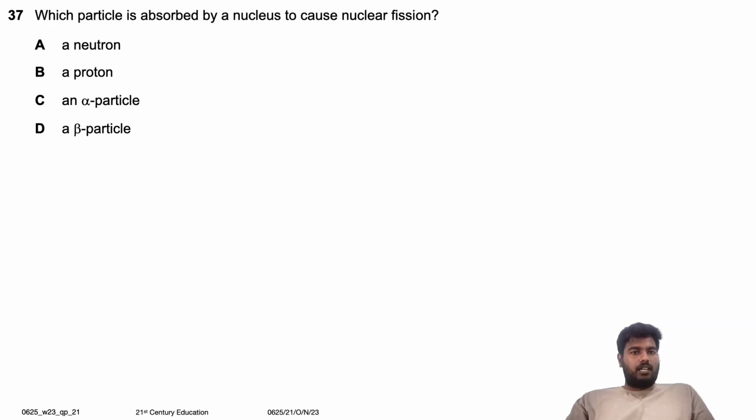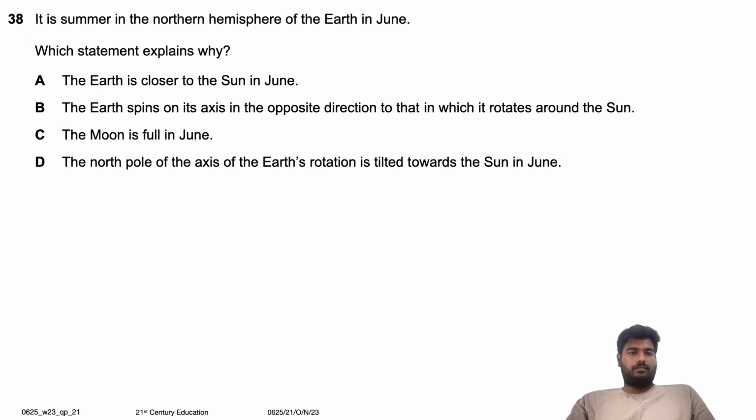Which particle is absorbed by a nucleus to cause nuclear fission? Neutron is absorbed. This is generally with fast neutrons, high energy neutrons.